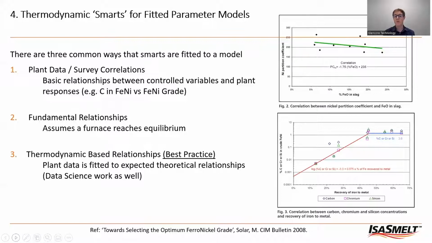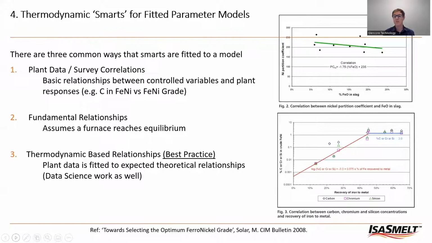The other approach we can take is the fundamental relationships. This uses packages like FactSage and MPE that reach equilibrium, and you understand the fundamental relationships and the fundamental links between parameters and what goes on in your furnace. So this gives you good relations, but it has that inherent assumption that equilibrium is achieved, and also assumes that the fundamental data you use to build up these packages are correct. And there's a lot of phase equilibrium research that's still ongoing to fill in the gaps and make sure it really works.